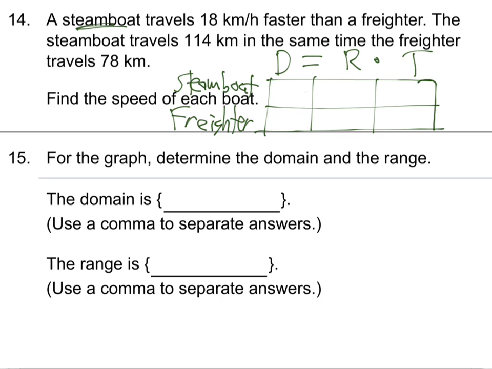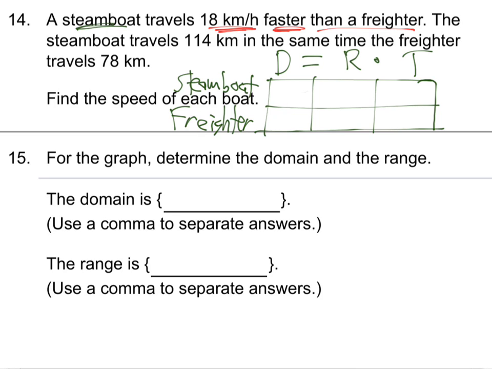So what do we got here? The steamboat is 18 faster. At kilometers per hour. Is that a distance, rate, or time? Right. We're talking rates. That's like miles per hour, but it's kilometers per hour. It's faster than the freighter. What am I going to do with that? Exactly. Faster's like saying more. It's like they just said 18 more, 18 bigger, 18 larger.